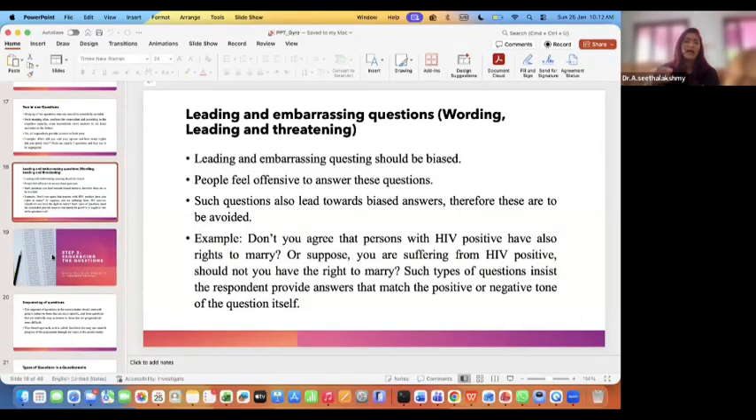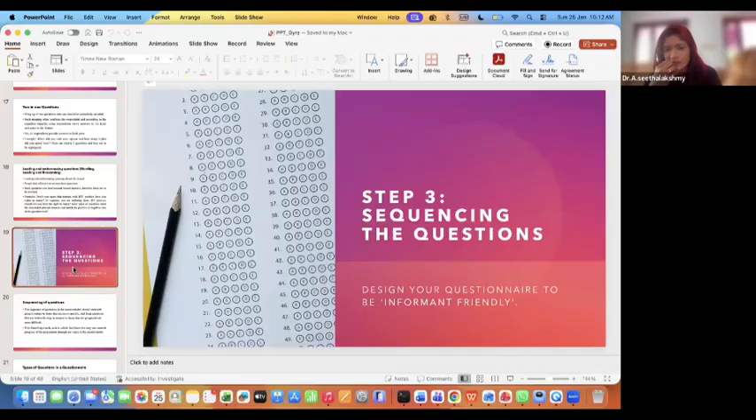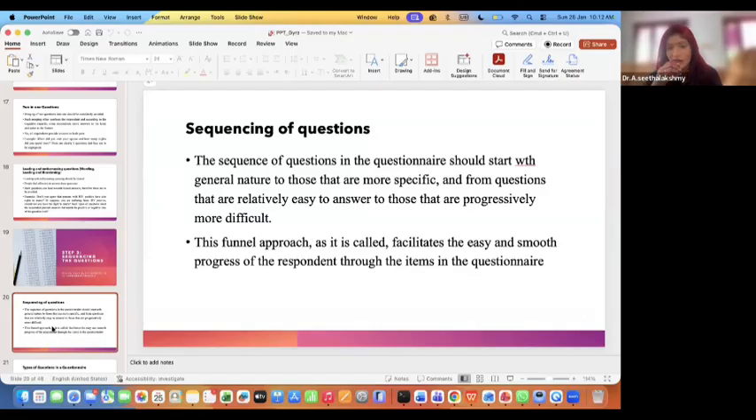I have put up only a few important ones. Every reference book that you refer to will help you. But these are the basics that I have put in. Now moving on to the next one, how you need to put up the questions in the questionnaire. It should be more informant friendly. What is this informant friendly? In the sense, from general nature to more simple. It should be a funnel approach. There are multiple approaches, and we call this one a funnel approach.